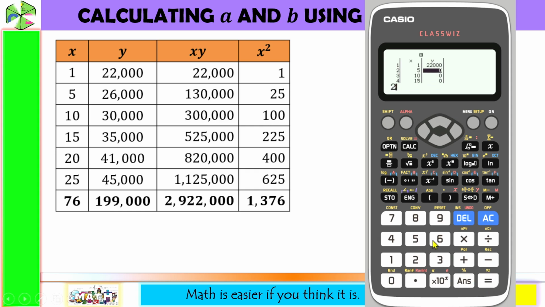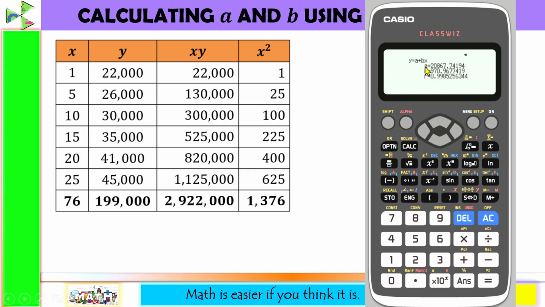Next, we have 26,000. Then we have 30,000. Then we have 35,000. Then we have 41,000 and 45,000. You may want to check if we input the correct data. And if we are sure, let us hit the option button. And then let us choose the regression calc number 4.